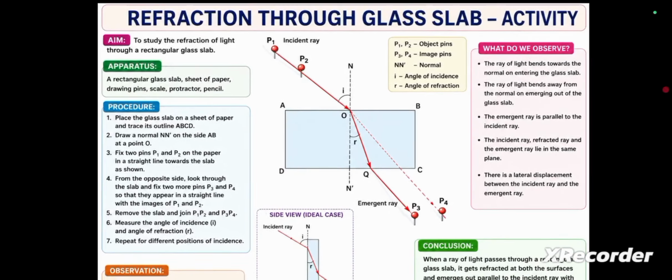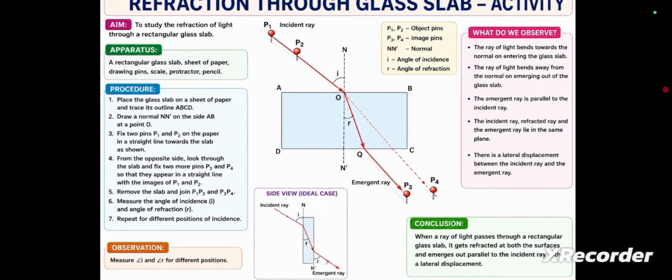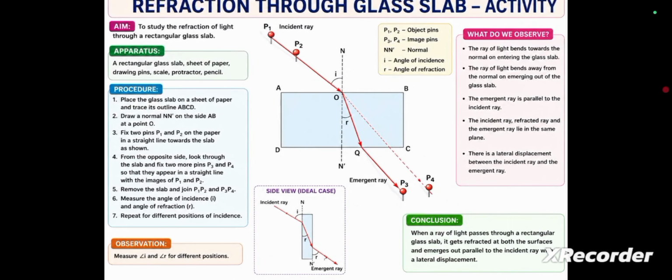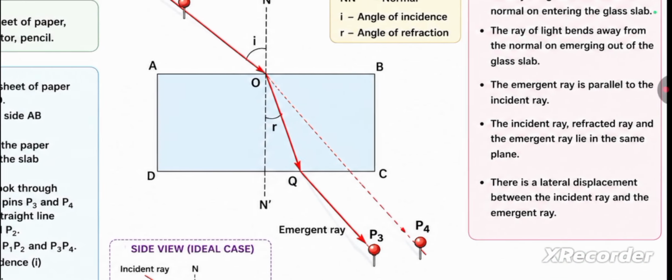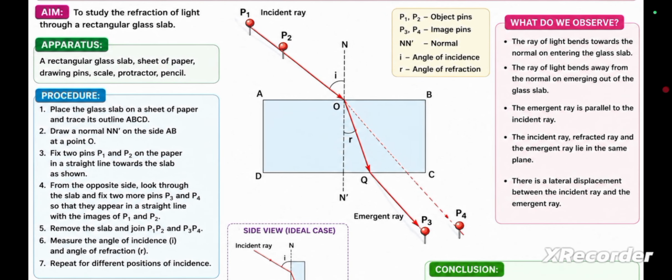Okay. Now here we have to observe. What do we observe? The ray of light bends towards the normal on entering the glass slab. The ray of light bends away from the normal on emerging out of the glass slab. The emergent ray is parallel to the incident ray.